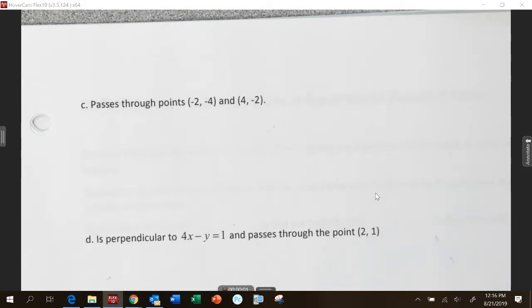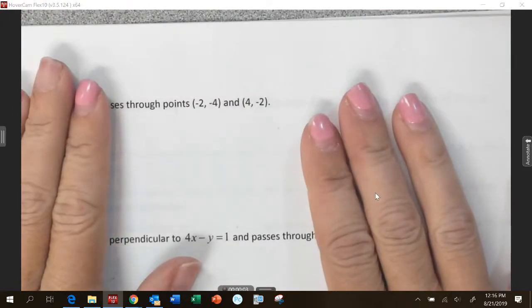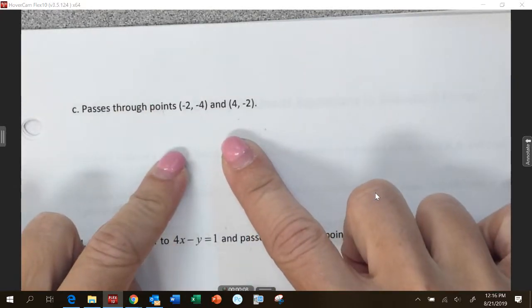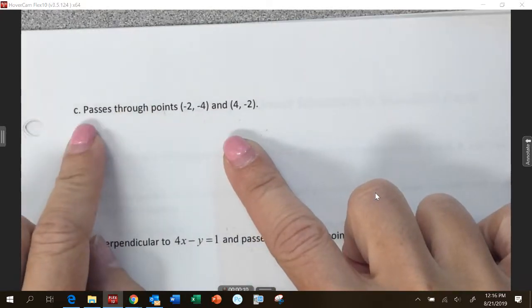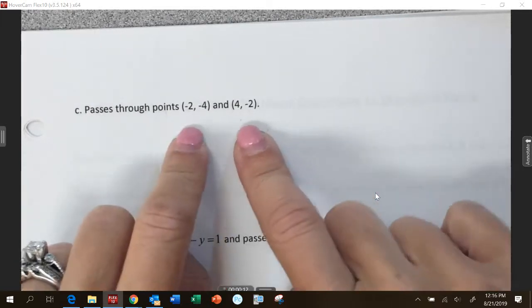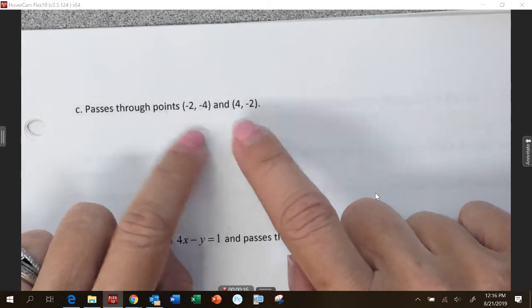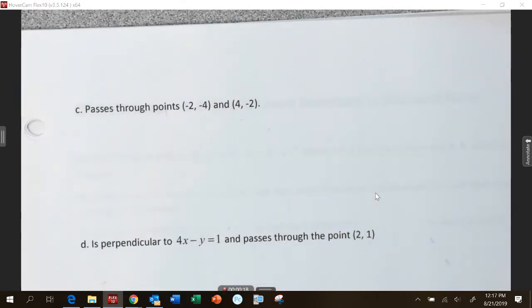Example C. Just to review what we were doing, we were writing these equations in standard form. We know that the line passes through these two ordered pairs, (-2, -4) and (4, -2), so we have to write standard form. How do we do that?